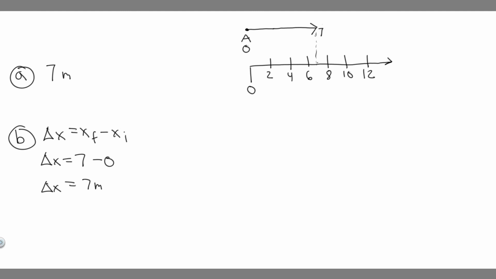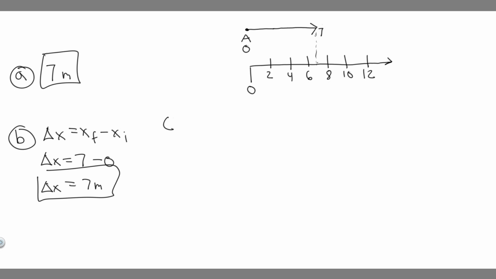And they also say the magnitude. When they say to take the magnitude, what they're referring to is the absolute value. So whenever they say magnitude, just take the absolute value. In this case it's positive, and when you take the absolute value of a positive number, nothing changes. So your answer to B is just 7 meters.